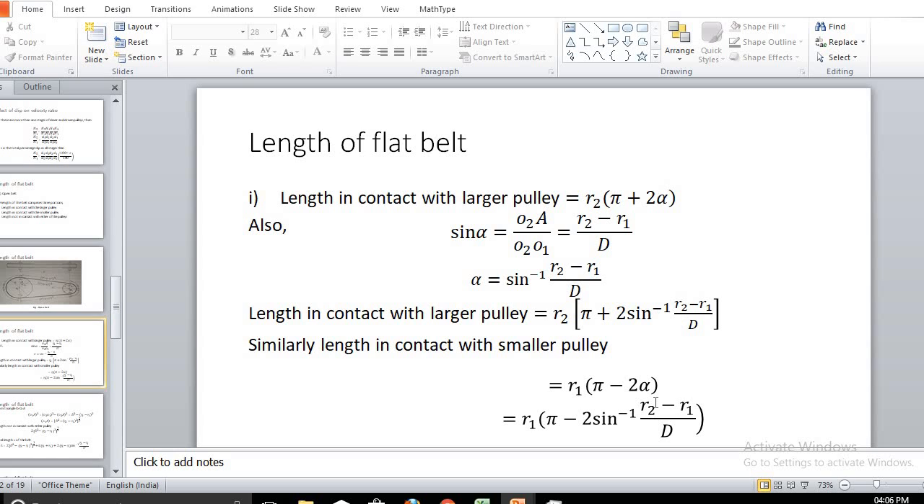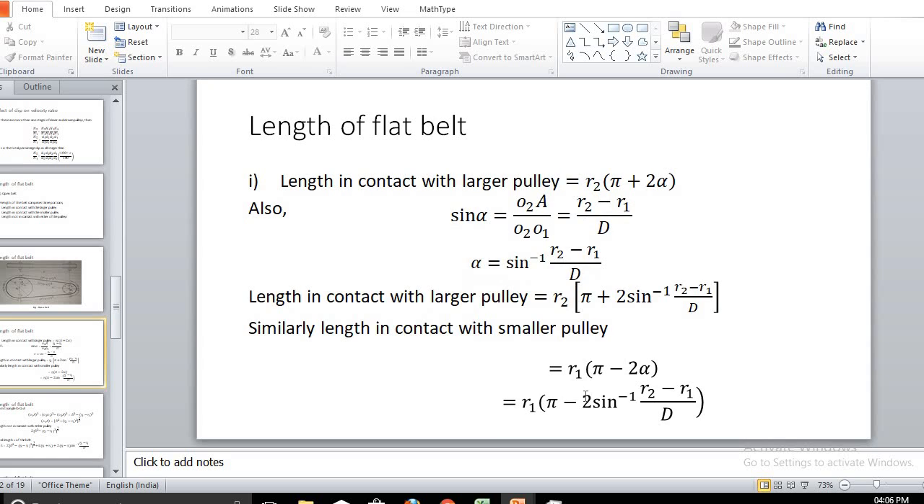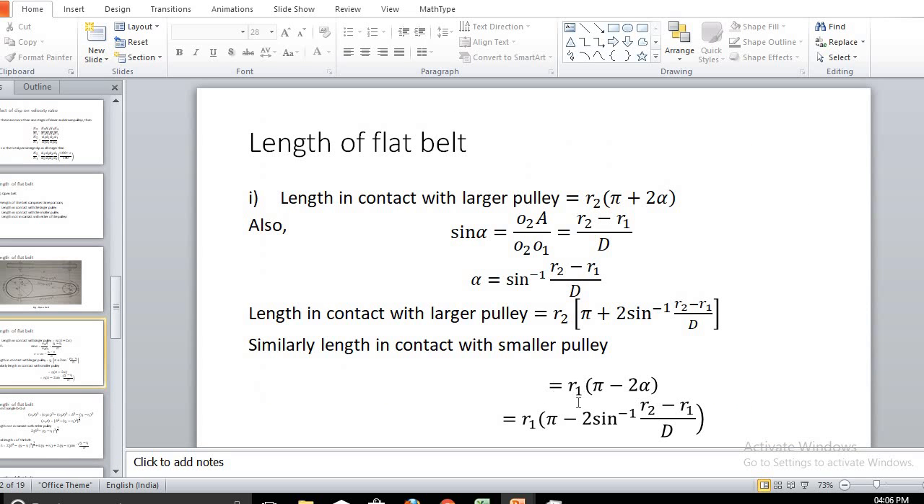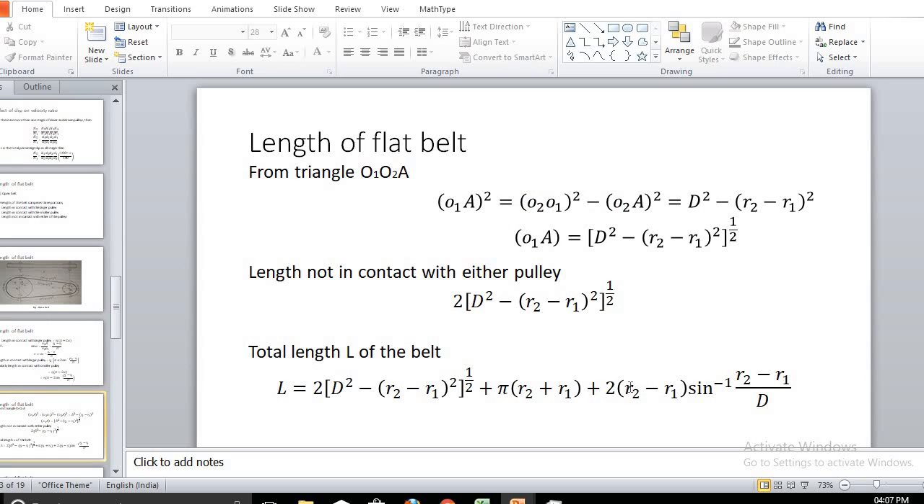If you add these two terms, you can take the pi common, and also the sin inverse term common. Taking pi common, this becomes R1 plus R2. Taking the sin inverse term common, it becomes R2 minus R1 into sin inverse of R2 minus R1 divided by d. The other term stays as it is.